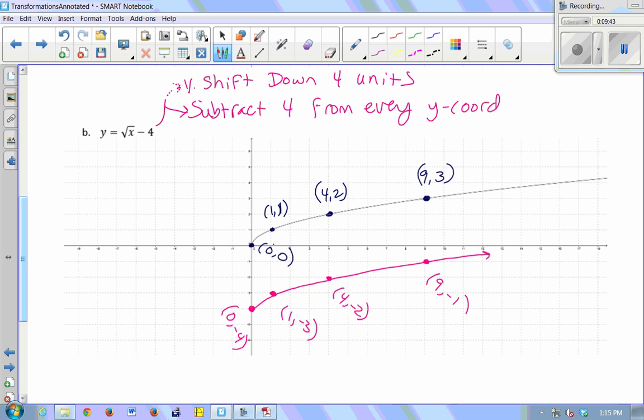So some people are more visual and like to just picture this whole thing moving down 4 units and draw it. Some people are more numerical and like to do the points and subtract 4. So whichever way makes more sense to you. You might do a combination of both. You might lean more one way than the other. Whatever feels natural.